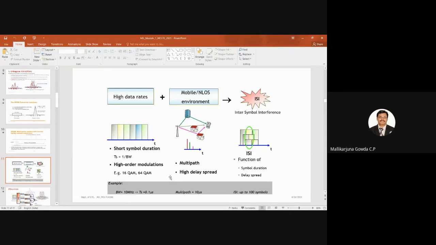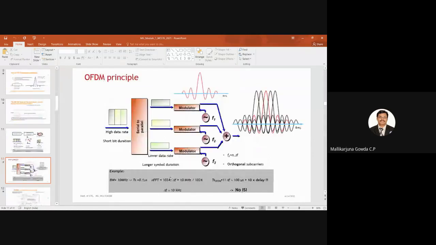So to overcome that problem, we go for OFDM. What is done in OFDM? The high data rate with the short symbol duration will be passed through a serial to parallel converter. By doing so, we will be able to increase the symbol duration.